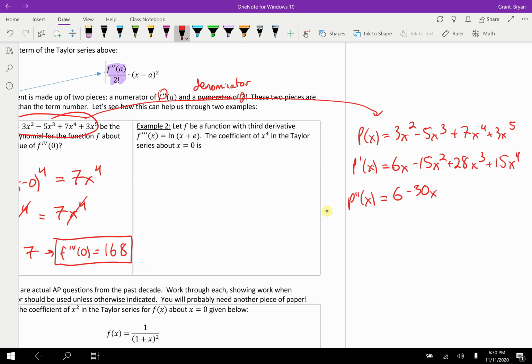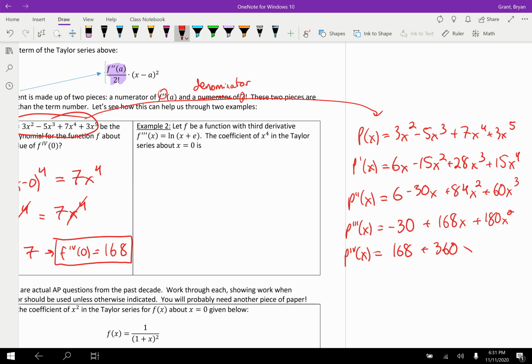6 minus 30x, 24 times 7 is 168, right? And then 4 times 15 is 60x cubed. Doing okay so far, but these numbers are going to get big pretty quickly. Plugging in 0, so we get negative 30. 84 times 2 is 168x, and then this guy is going to be 180x squared. All right, 4th derivative, we're just about there. Very excited for us. 168 because the negative 30 went to 0. Multiply by 2, that's going to be 360x.